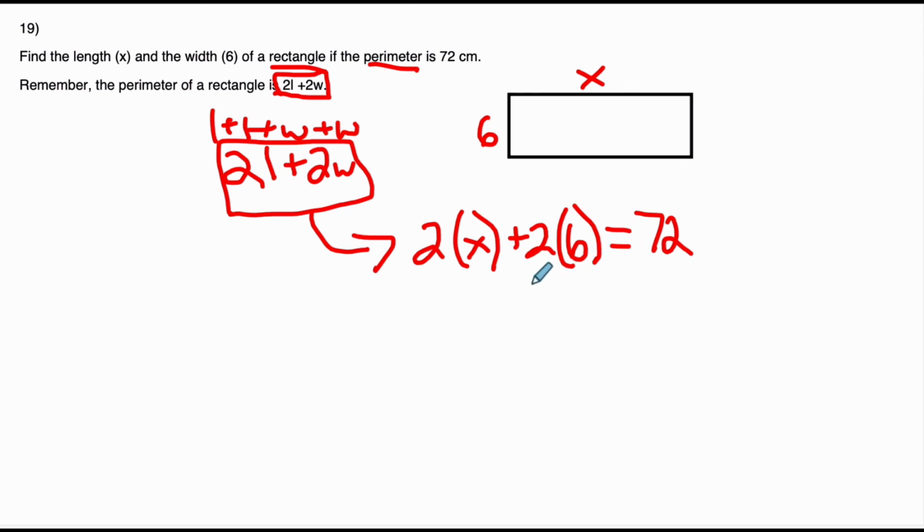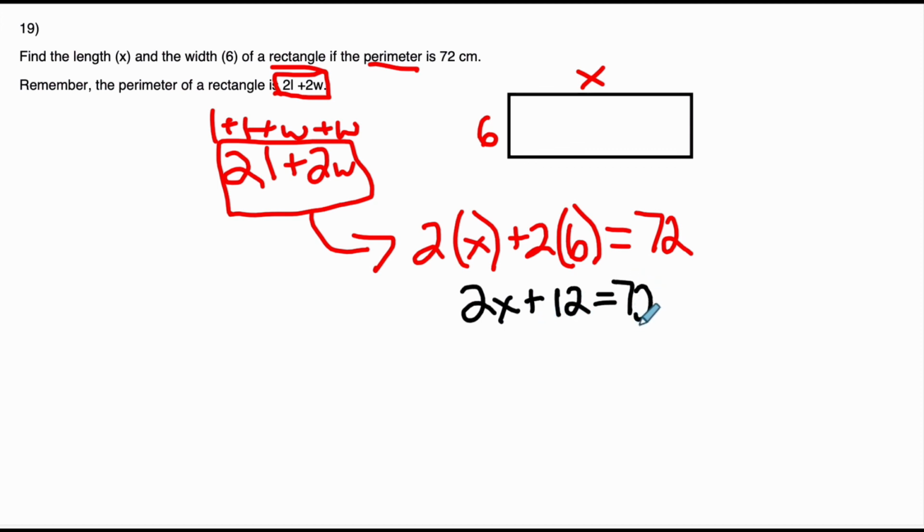And now you can take a couple steps to simplify this and then solve it. And I'll do one step of this for you and leave the rest for you to try on your own. So 2 times x is just 2x. You can't simplify that. And 2 times 6 is 12.